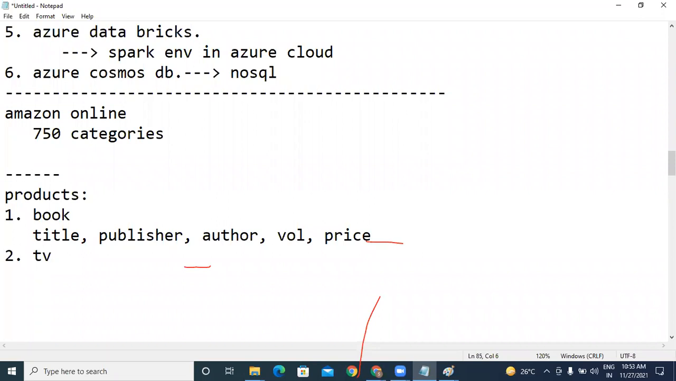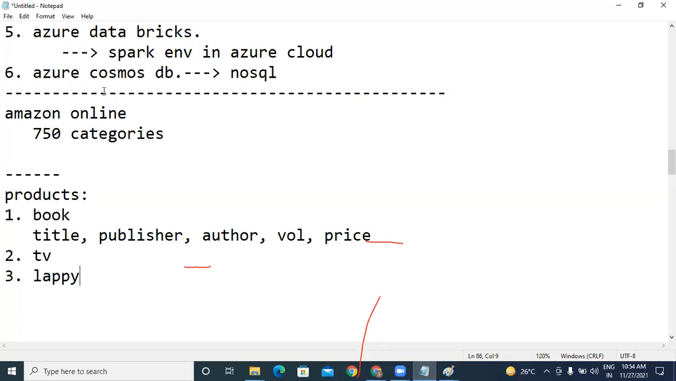If I'm going to purchase a TV, I will ask what is the title of the TV, who is the publisher of the TV, who is the author of the TV. These attributes are valid for TV? No. TV has different attributes or not? Again, my third product is laptop. Again, TV attributes different, laptop attributes different.